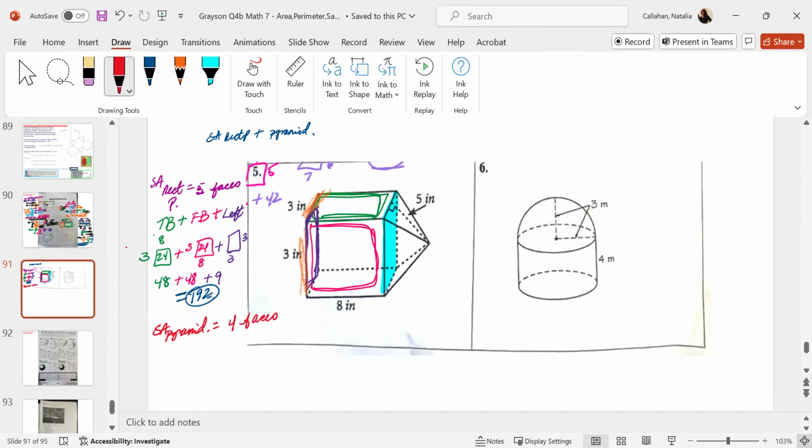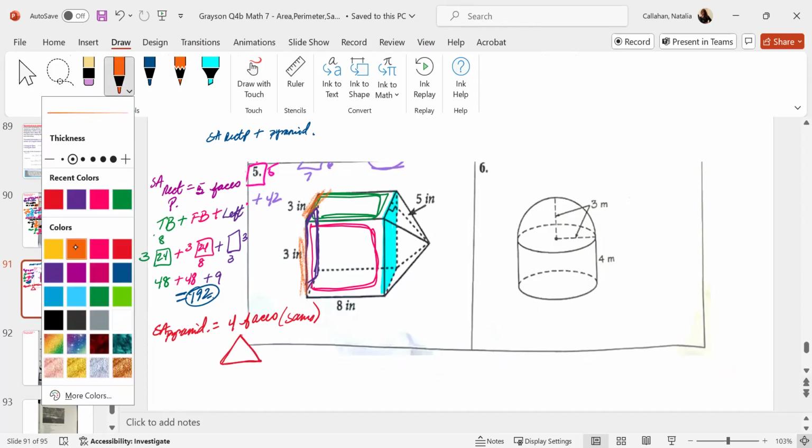4 faces. And are they all the same? Yeah, they are the same. What shape are they? What shape are the faces? Triangles. There's 4 of them, correct? So times 4. Make sure you write that down.